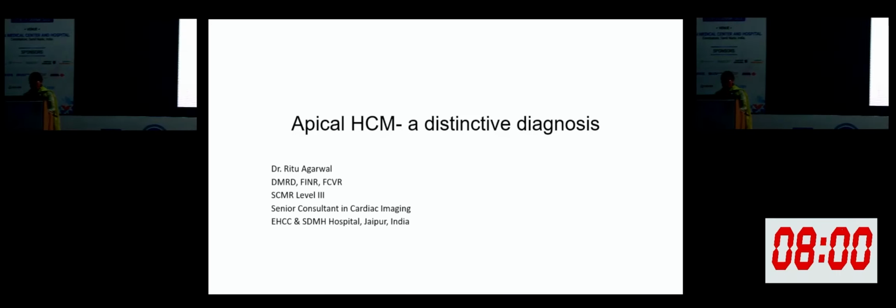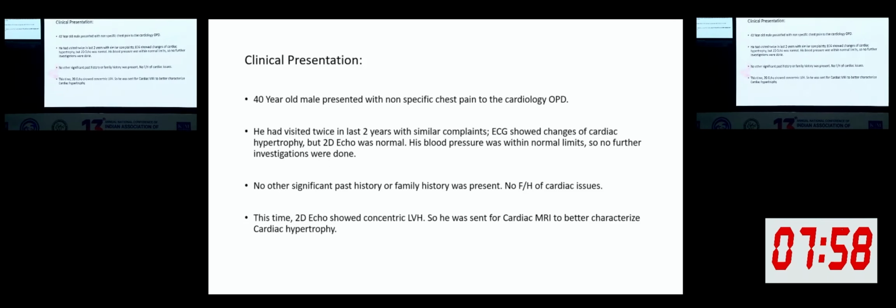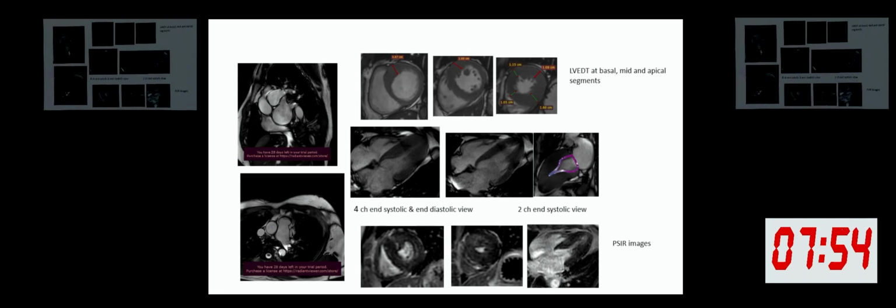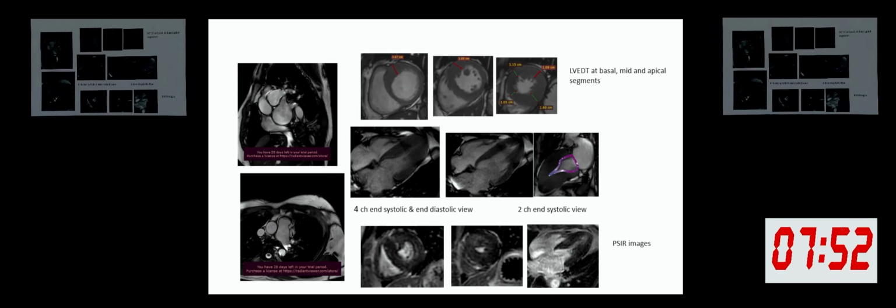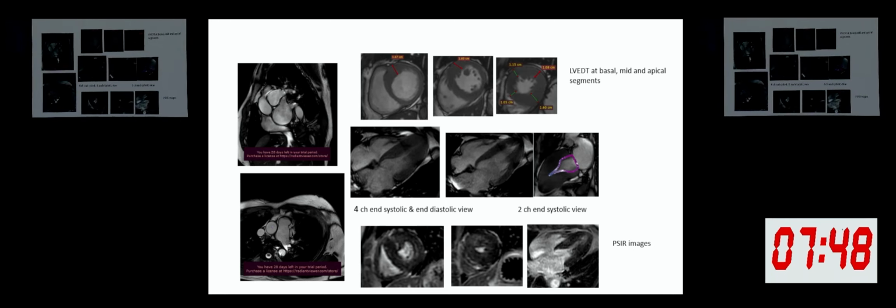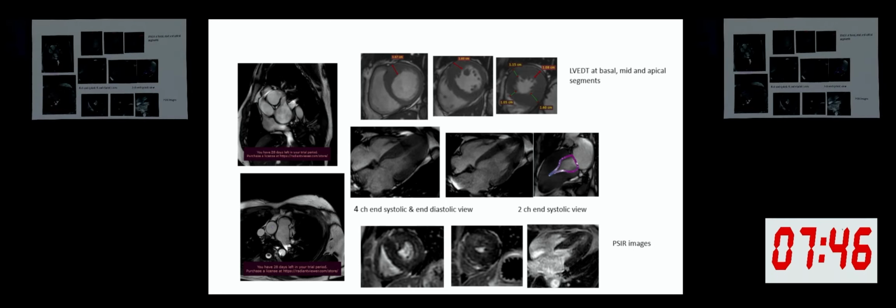This is going to be a very simple thing. This is a 40 years old male. Can you please shut off the slideshow? It keeps on going to the next slide, even before I finish this slide. I can click and then.